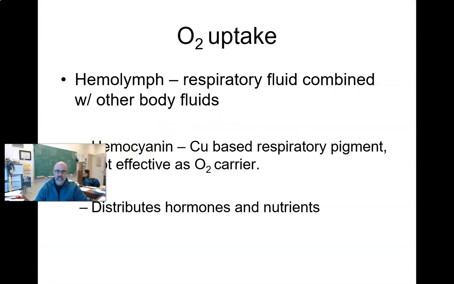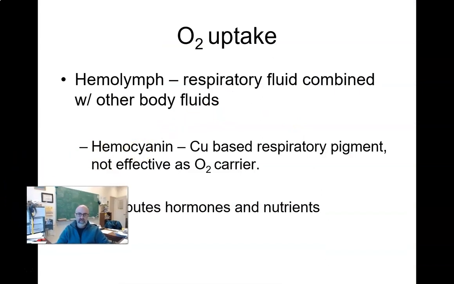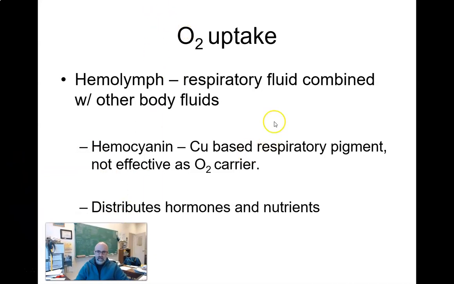So oxygen gets in through the spiracles or through the gills, and there is a role played by the blood with insects. They do have this stuff called hemolymph, which is a combination of hemo, or blood, and lymph. It contains a pigment, a copper-based respiratory pigment. It's not a particularly effective oxygen carrier, but it does work some.